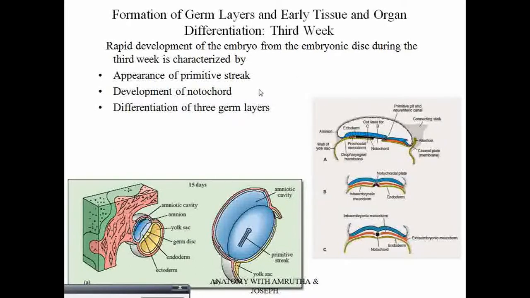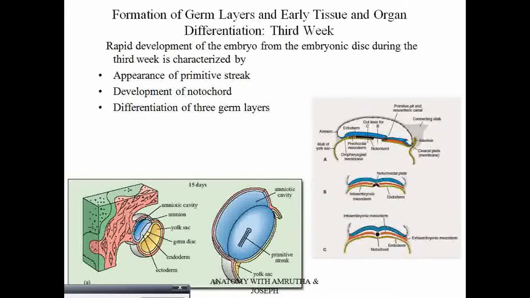Now, up to now we have seen that we have the two-layer disc, the bilaminar disc. Now we are going to see from two layers to three layers. So formation of germ layers and early tissue and organ differentiation happens in the 3rd week. The 3rd week is a period called organogenesis, because most of the organs are going to develop in this. This is very crucial. Any anomalies in this time can lead to congenital anomalies in the fetus.